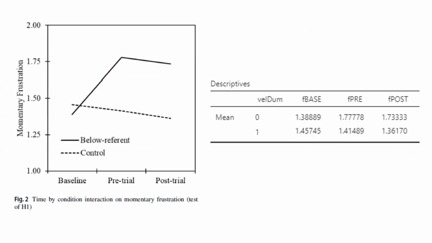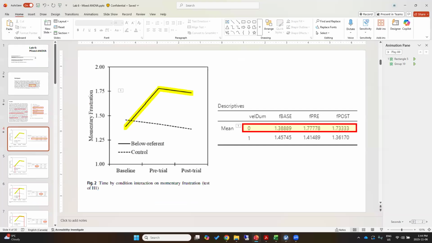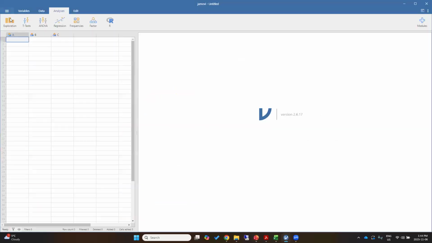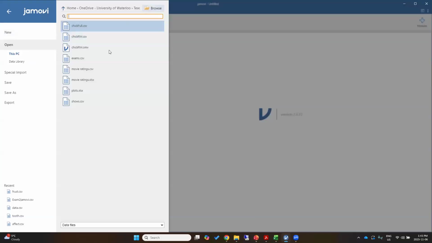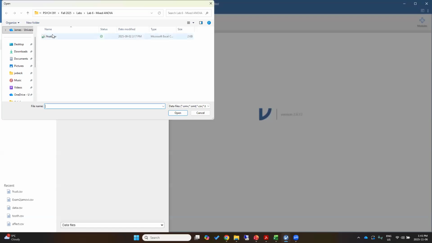If we look at our data, it looks like this, right? We can plot the means. And so I've grabbed these means from Jamovi. And why don't we go ahead and see how to do that? So let's pop over to Jamovi and open up our data file. We have to remember, navigate to where we've stored it, open it up.